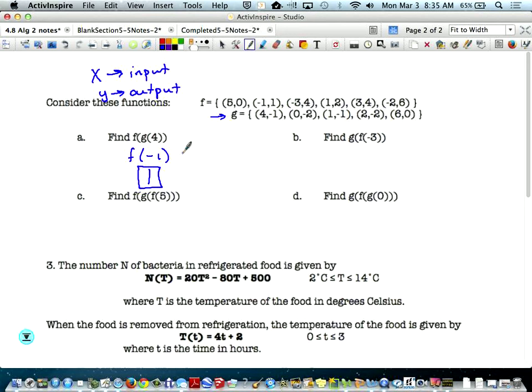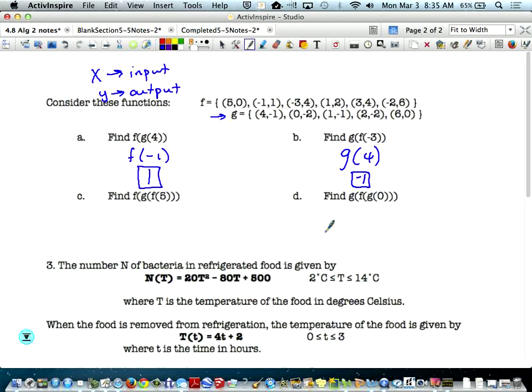So let's do the second one here. Negative 3. Here's where negative 3 is for f. What's your output? 4. So if 4 is your input now, put that into g, what's your output? Negative 1.